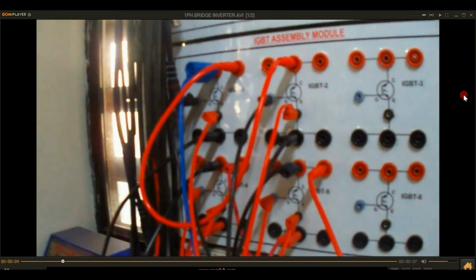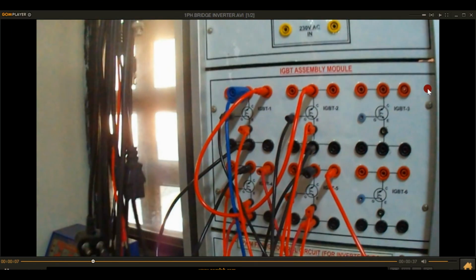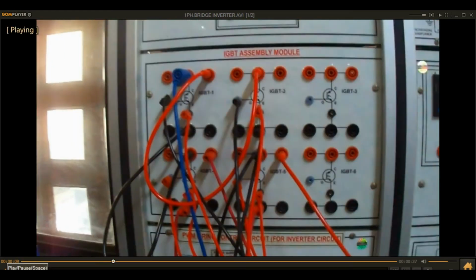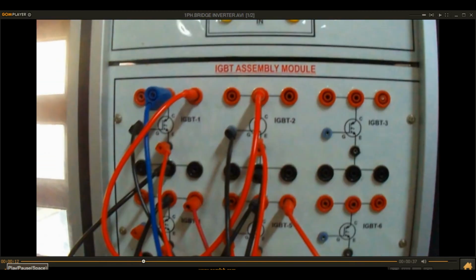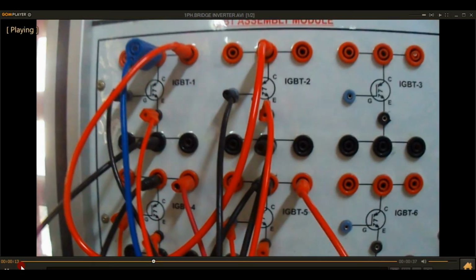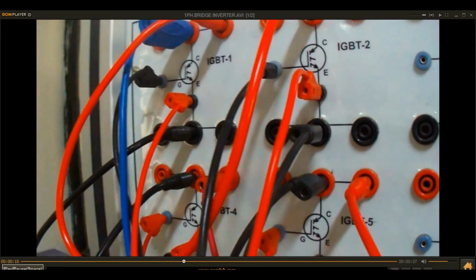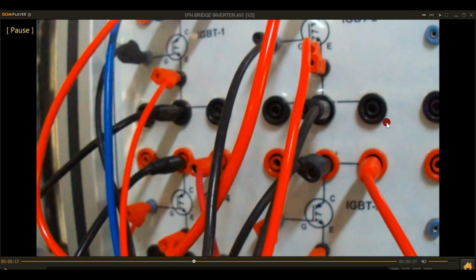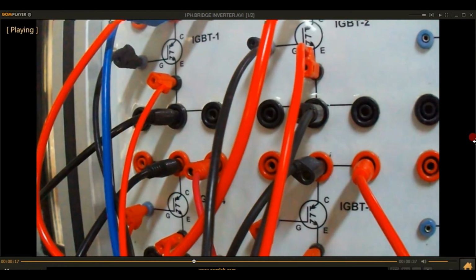So see here, this is the IGBT assembly module, and these are the different cables and wires through which we can connect. You see here IGBT 1 is there, 2 3 4 5 6. So 6 modules are there, and by selecting the proper cable you have to connect emitter, collector and gate. See here, this is collector, this is emitter, and this is the gate terminal. We will connect as per the circuit diagram.